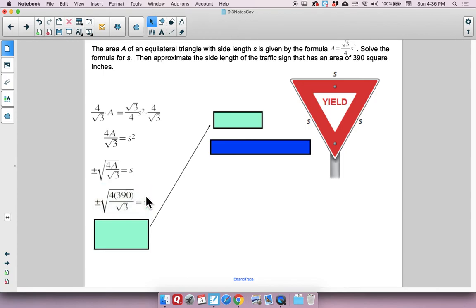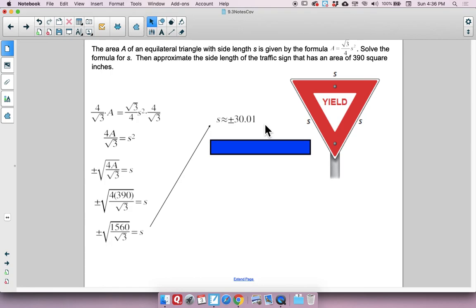Yeah, we have. Now, the second part says to approximate the side length, S, if the sign has an area of 390 square inches. So remember, area is right there, so we just plug in 390, and multiply that out. 4 times 390 is 1560, and then we divide that by root 3, and then take the square root of that, and we end up getting plus or minus 30.01.